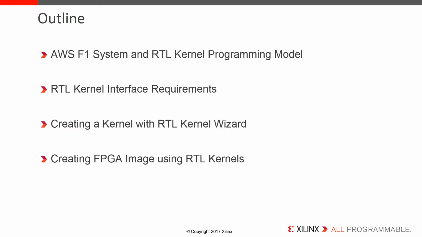We'll start by talking about the AWS F1 system and the programming model to interface the RTL kernel such that it can be integrated into a system. We will look at the interface requirements that the RTL kernel must meet so that it can be easily integrated with the F1 shell. We'll see how the RTL Kernel Wizard can help with the kernel creation process. And finally, how to build the FPGA image for AWS F1 from the RTL kernels.